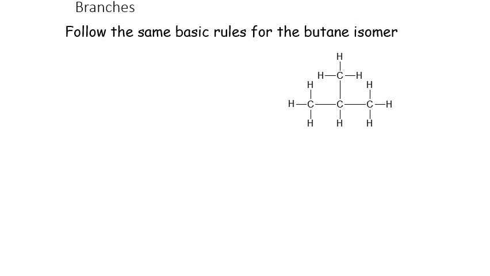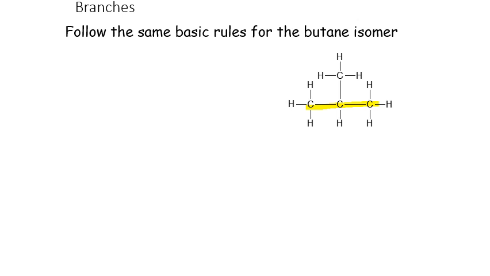Follow the same basic rules for this butane isomer. What do you think it would be called? Well, what you do is you find the longest chain. Now, I'm going to put my highlighter on here. If I was to go along here, 1, 2, 3, that is my longest chain.